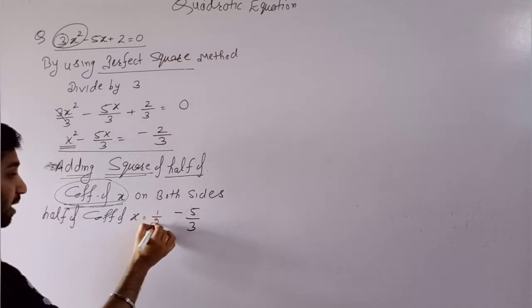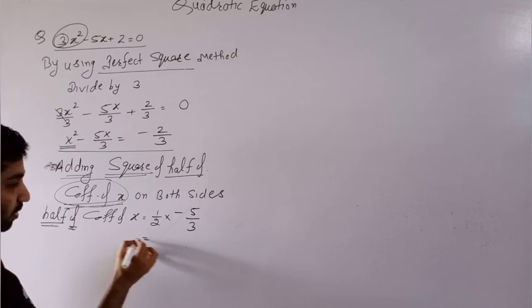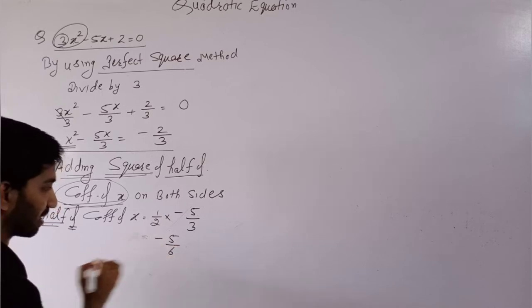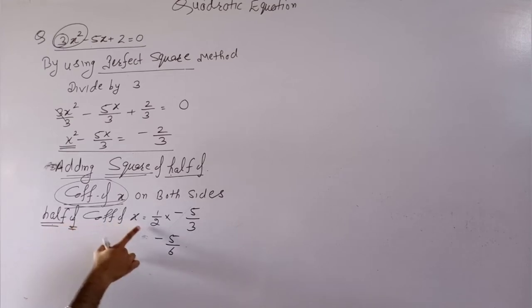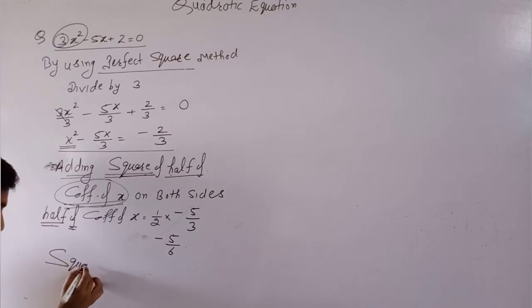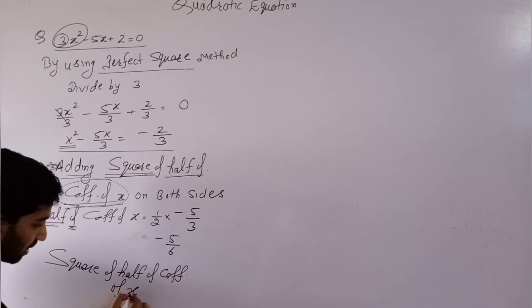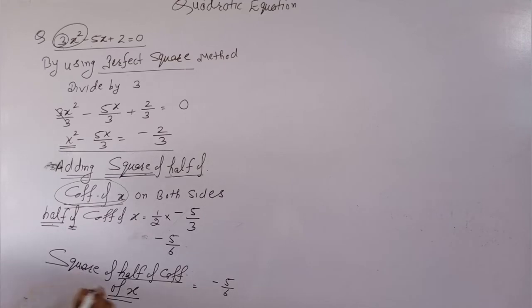Half means multiply by 1 by 2. So we get minus 5 by 6, since 2 times 3 is 6. Half of the coefficient of x is minus 5 by 6. Now the square of half of the coefficient of x: half of the coefficient of x is minus 5 by 6, and its square is minus 5 by 6 whole square.